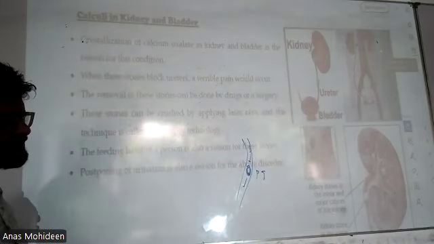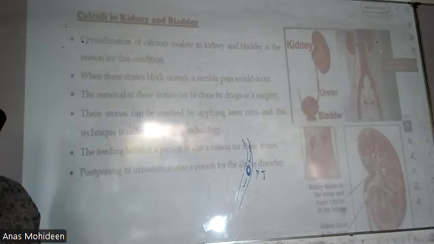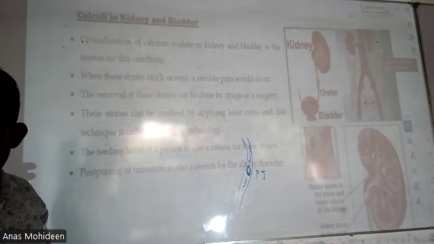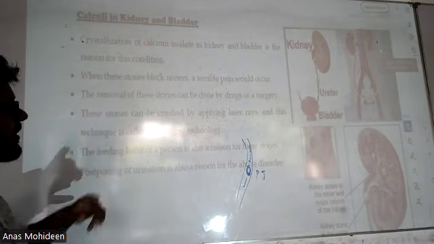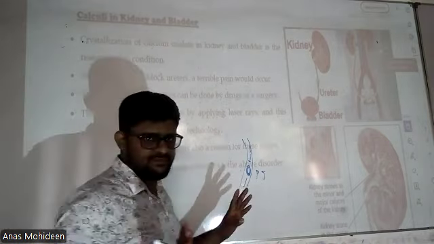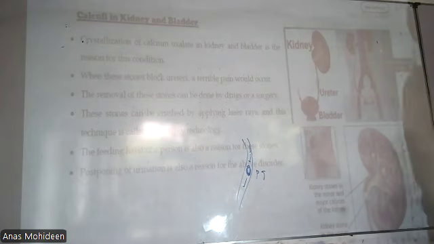So these are all about the renal diseases, the kidney diseases. What are they? Renal failure, nephritis, and calculi. Clear the points? Any questions? No. So make sure you drink sufficient water.